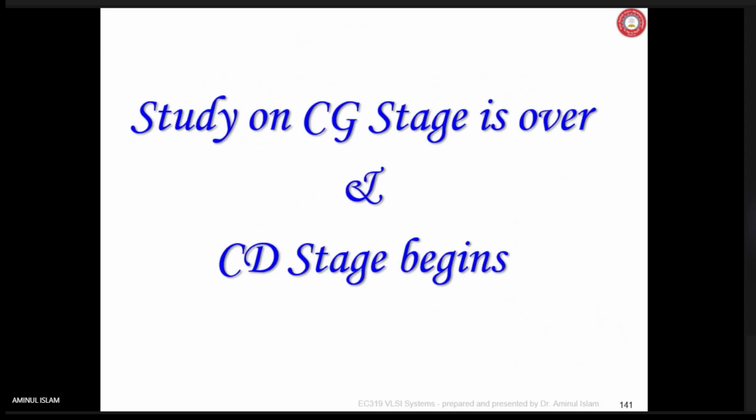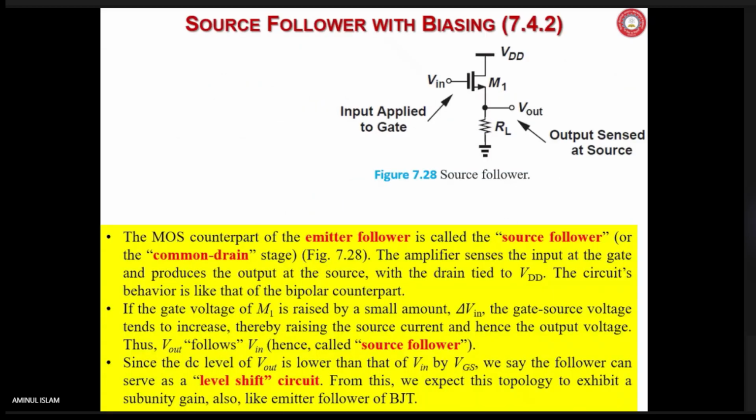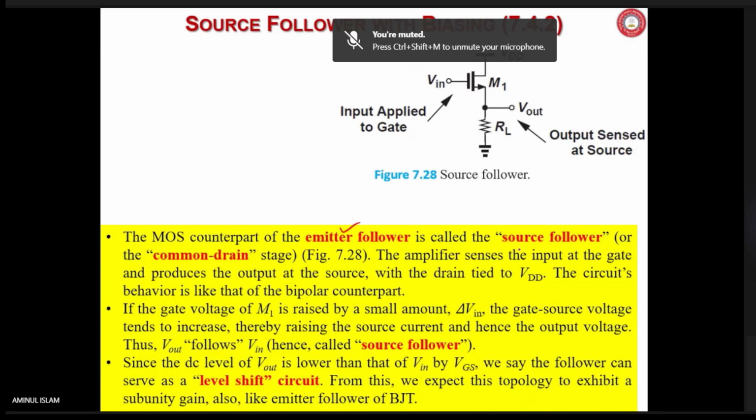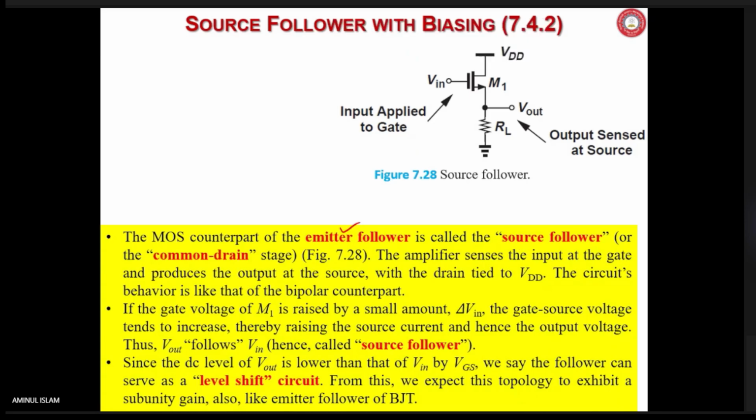Now the CD stage we are going to start. CD stage, common drain stage. In case of BJT we call it emitter follower. Here we call it common source follower or common drain stage. It is also called a level shifter circuit, right? Because the voltage at the gate is almost followed by the output voltage with a little drop.